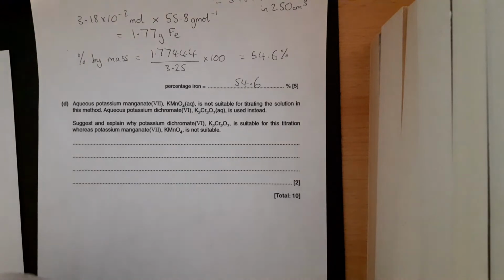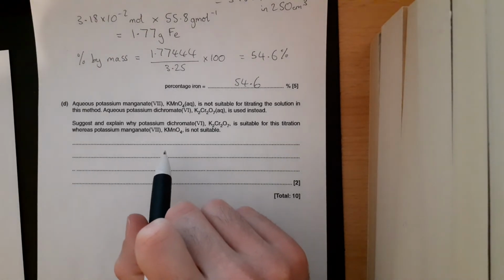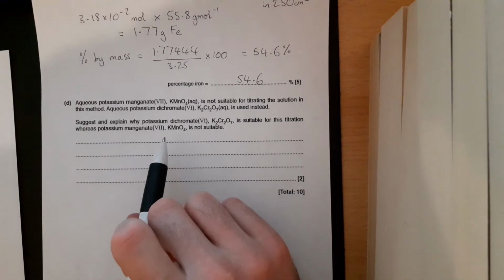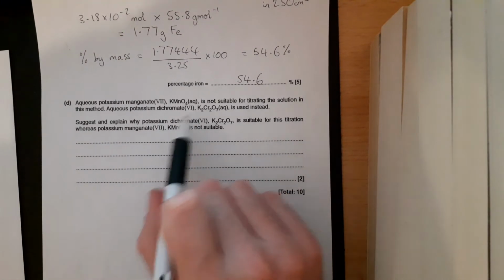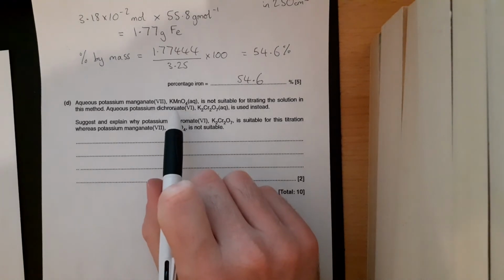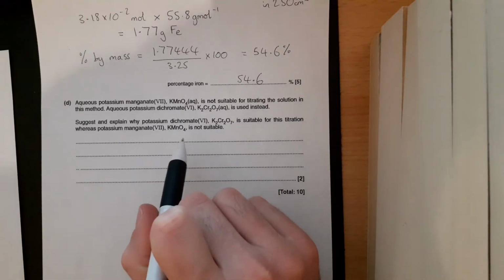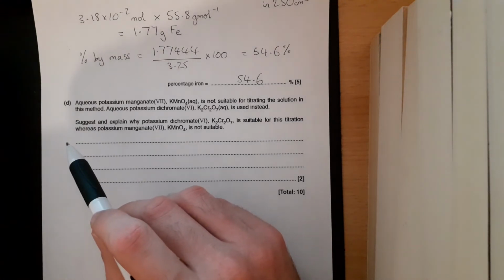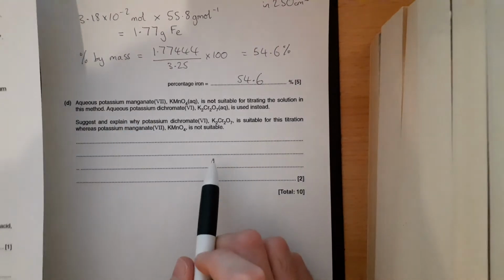Okay, so again, here's how we're going to approach these questions. I was wondering about the colour changes, but that doesn't really matter here. With the manganate, you get that purple colour change, don't you? That's not a problem. If we go back and look at the information they've given us in the question, right? If we're stuck, go back and look at the question.